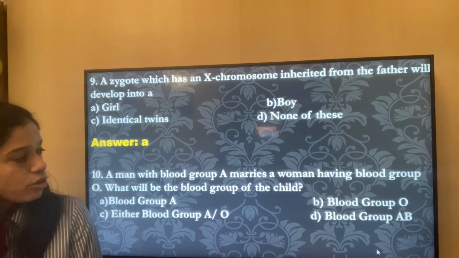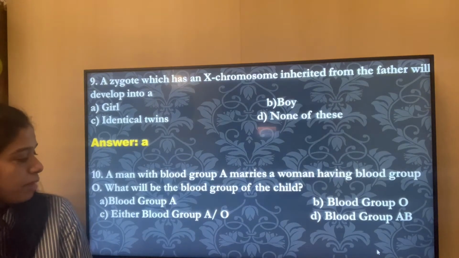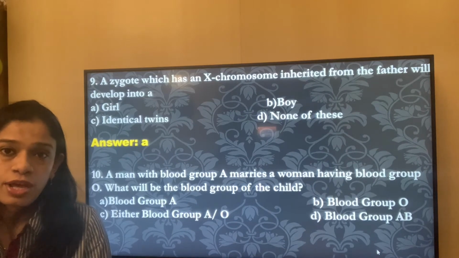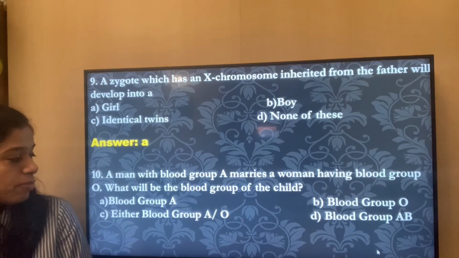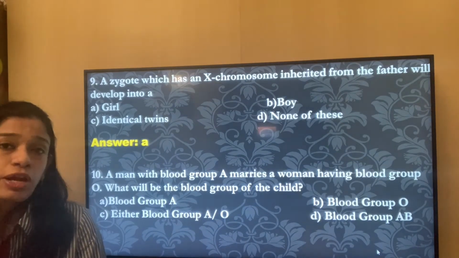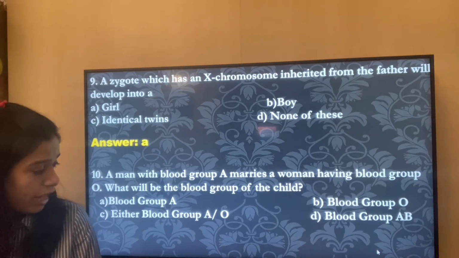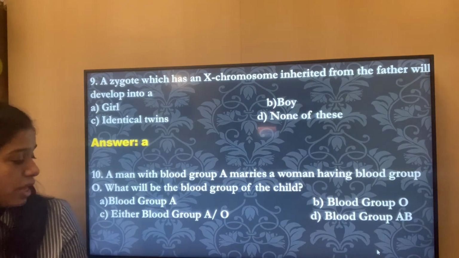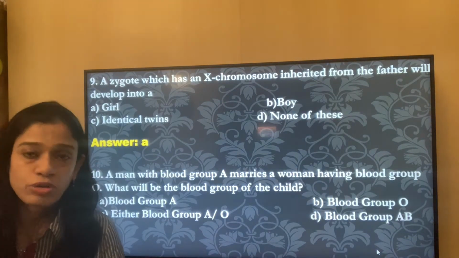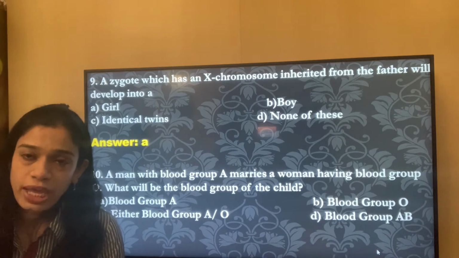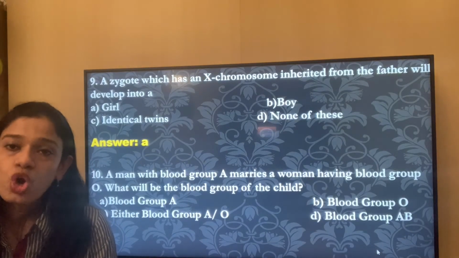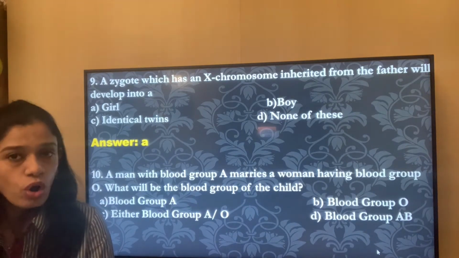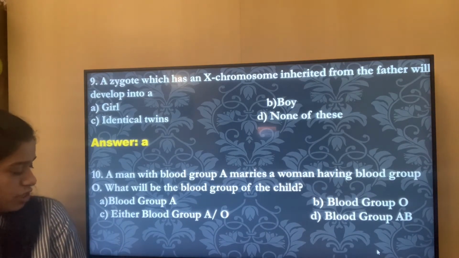A man with blood group A marries a woman having blood group O. What can be the blood group of the child? It can be blood group A or blood group O. The man is blood group A, whereas the woman is blood group O. So the child can have either of the blood groups, that is, either A or O. So it should be option C.